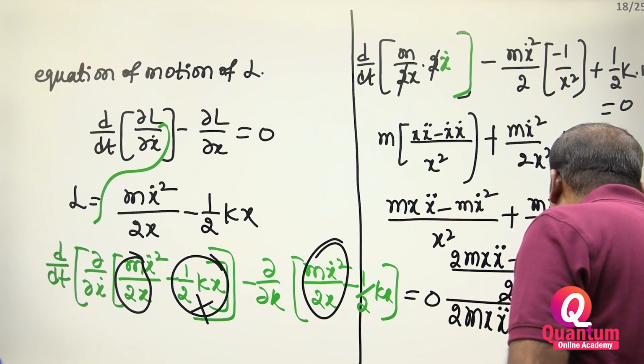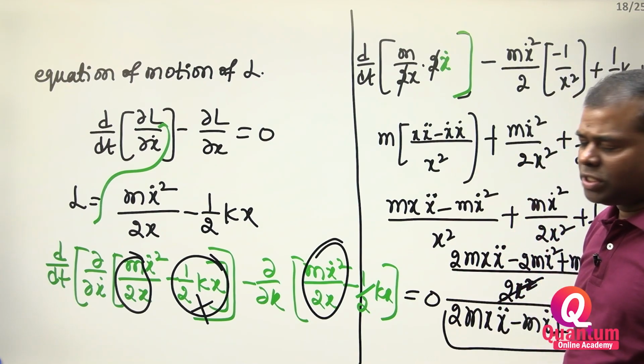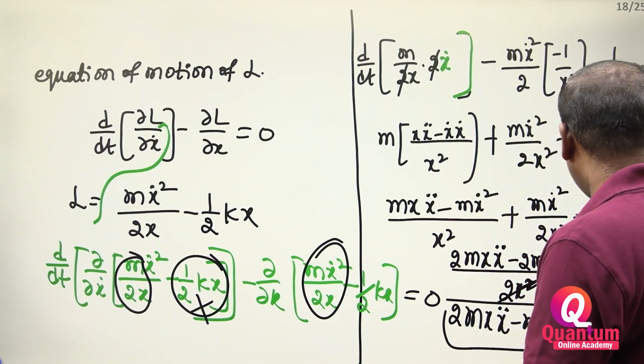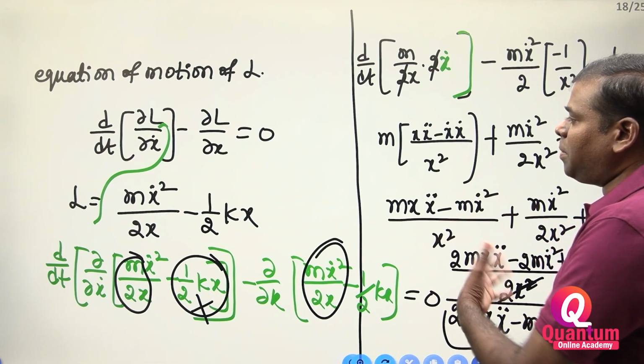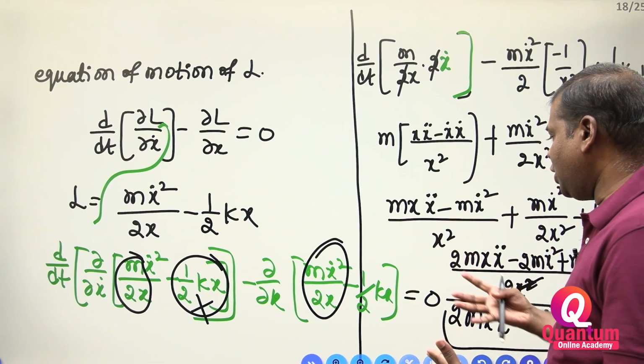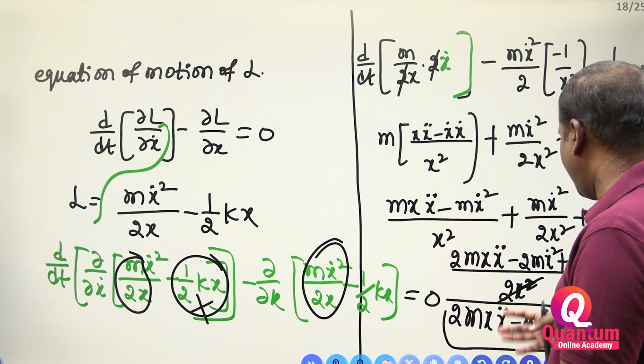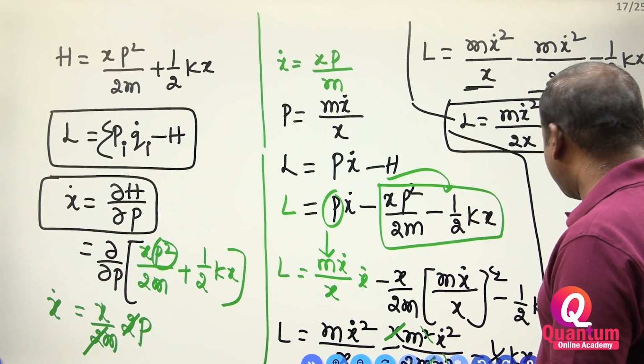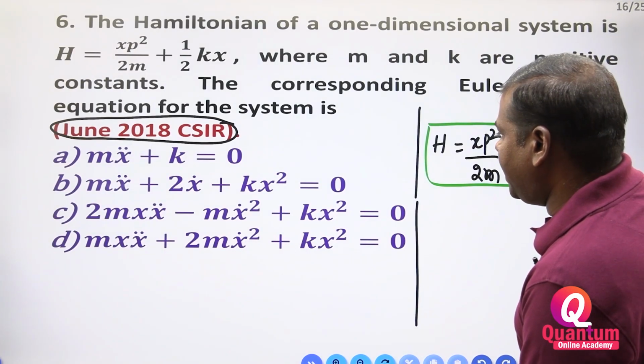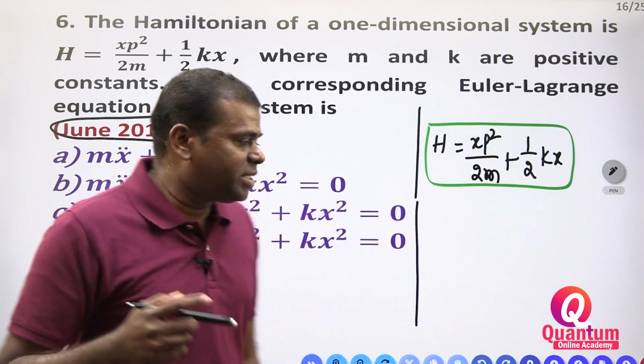This is the Lagrangian equation of motion. This is the 5 marks question. That's why they are asking this lengthy question. Sometimes classical mechanics is lengthy only. You have to solve it, then only you will get the answer. Now you have to check for the answer. Which answer is it? So option C is correct.